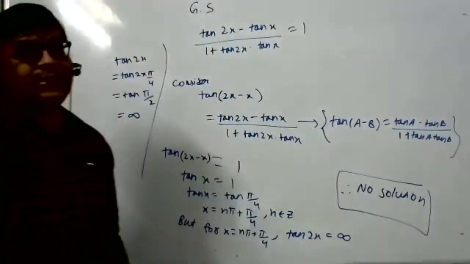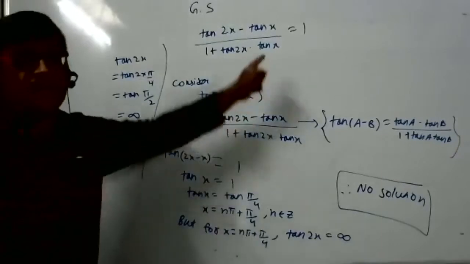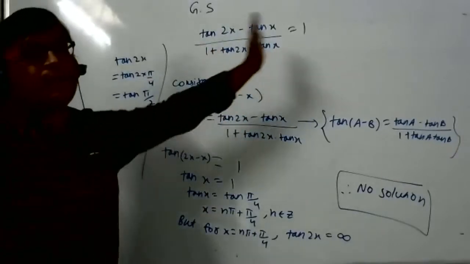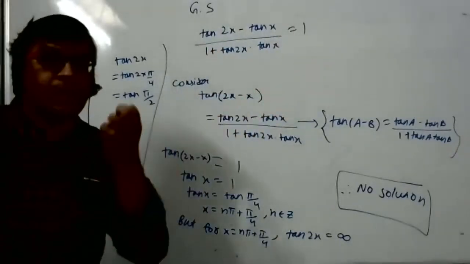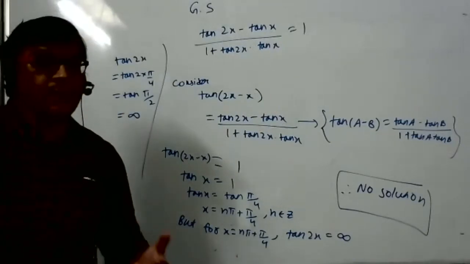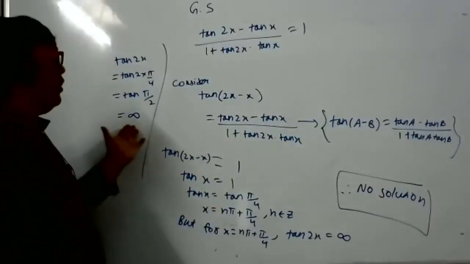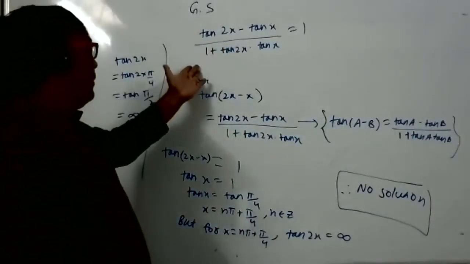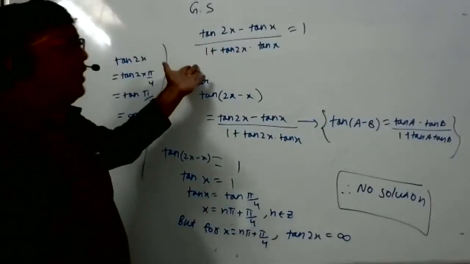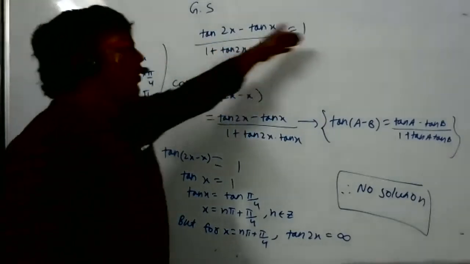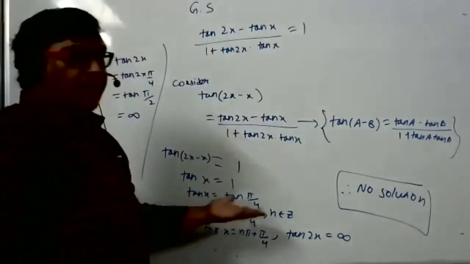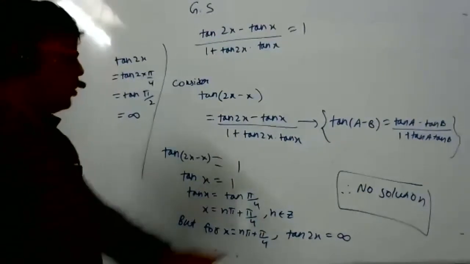So this is not the answer, because answer means the equation should be true now. Left hand side should become equal to right hand side. Already I taught you what we mean by solution of an equation: for that value, left hand side should become equal to right hand side. But here, if you put pi by 4, left hand side will become infinity, or sometimes not defined also. That is not equal to 1. So these answers we got are not possible. So no solution.